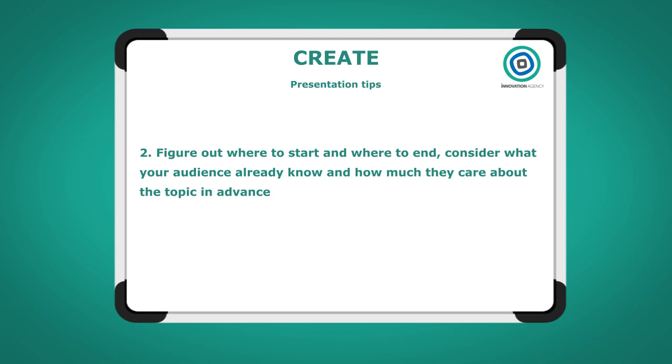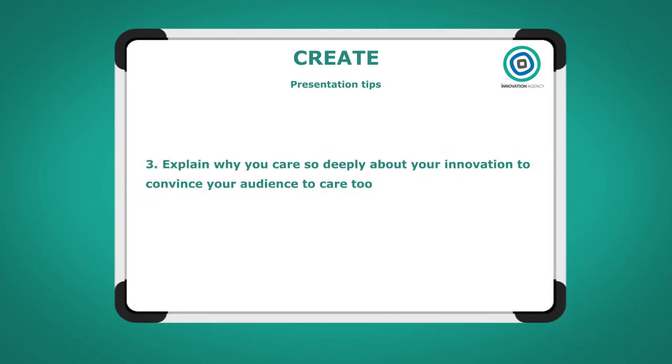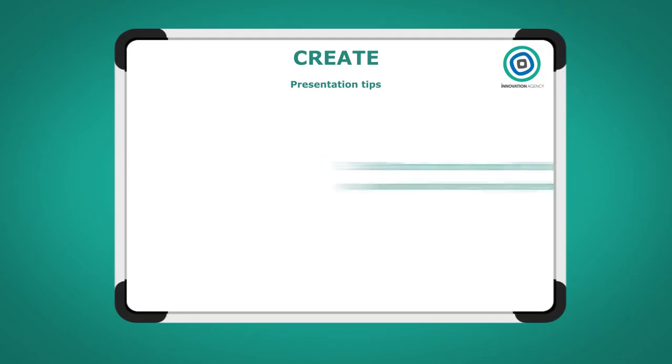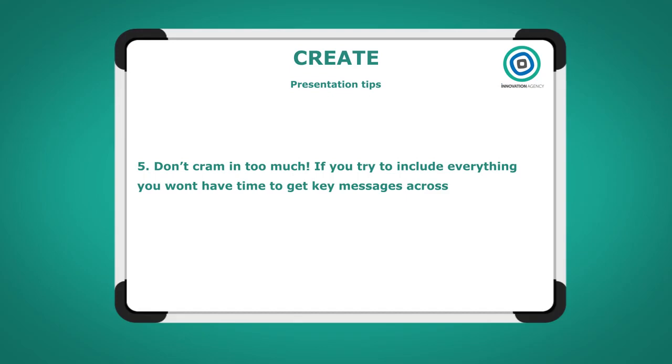Number 2, figure out where to start and where to end. Consider what your audience already know and how much they care about a topic in advance. Number 3, explain why you care so deeply about your innovation. This will help convince your audience to care too. Number 4, share documents in advance or after with more detailed data and information. Number 5, don't cram in too much. If you try to include everything, you won't have time to get key messages across.